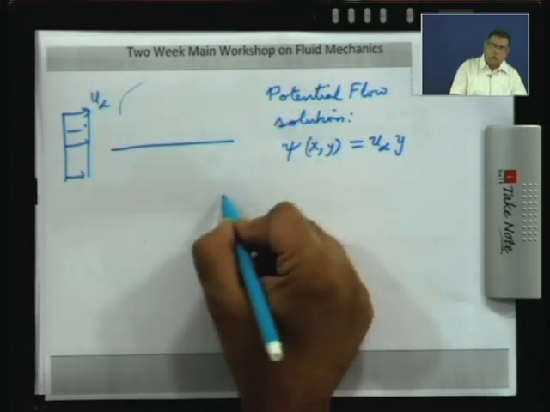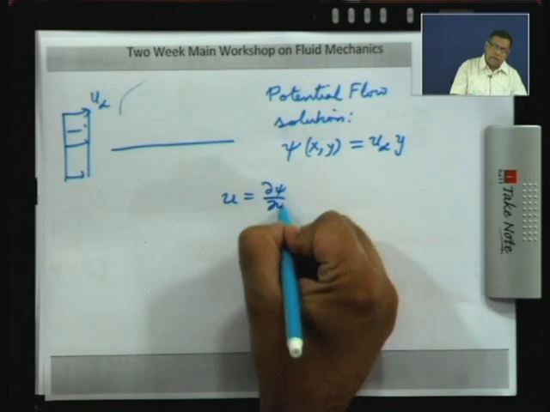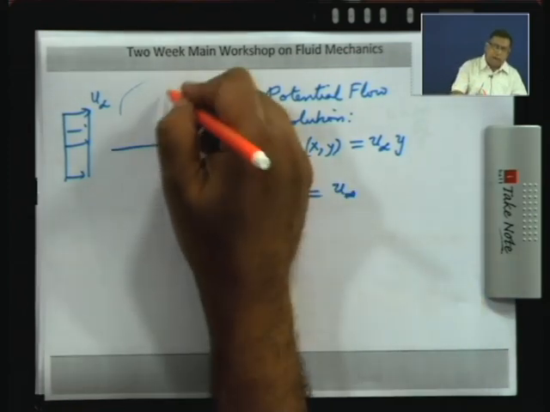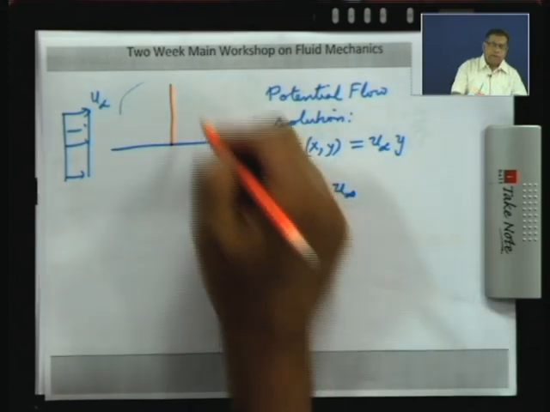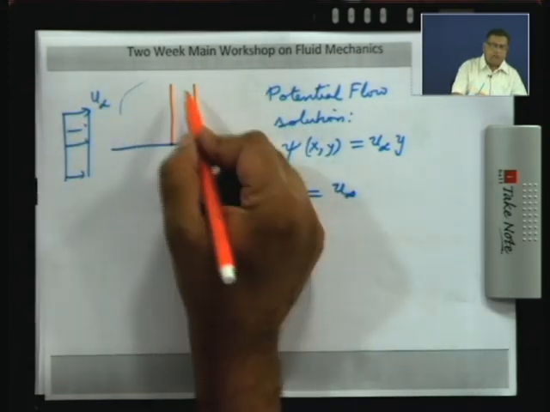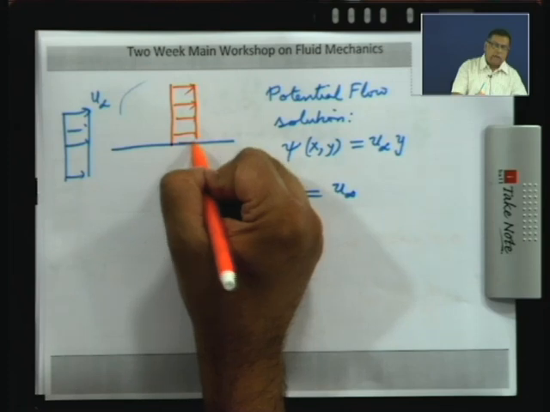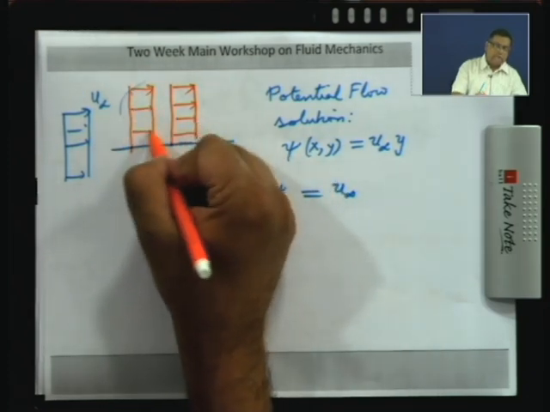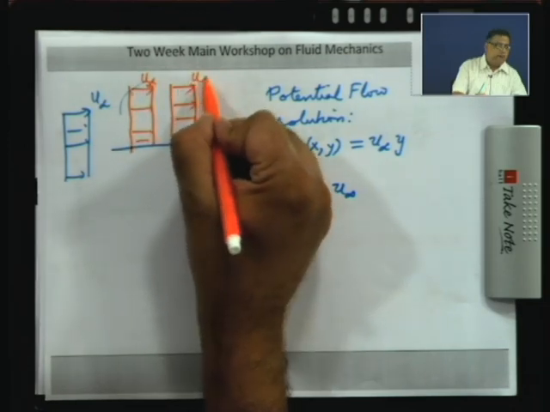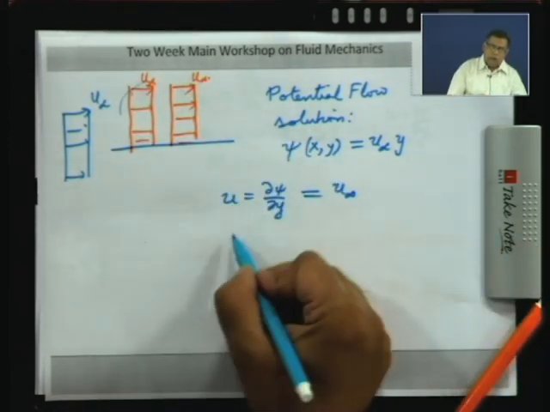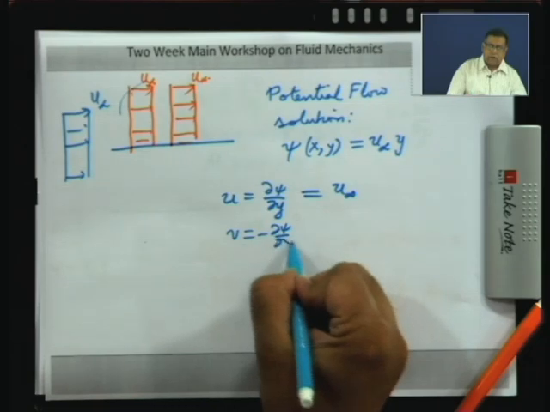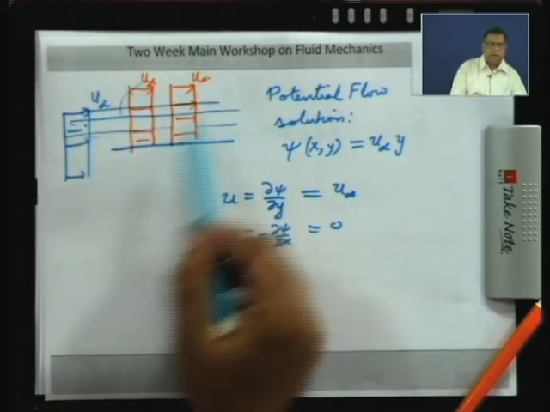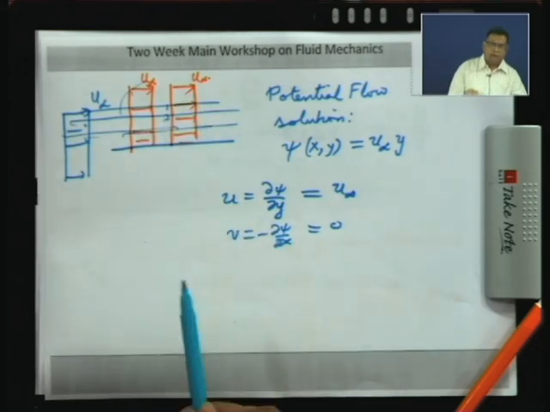Now, if you want u, that is del psi del y, which is U infinity everywhere. So, if you draw the velocity profile here obtained by solving the potential flow equations, it will be the same profile as you have upstream, U infinity. I can draw it at another section here, it will be the same profile. So, this is U infinity, this is also U infinity, and v is minus del psi del x, which is 0 everywhere. So, the streamlines remain parallel lines. This is the prediction of the potential flow solution.